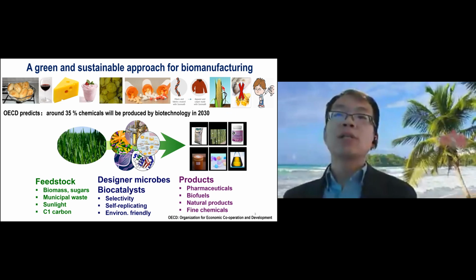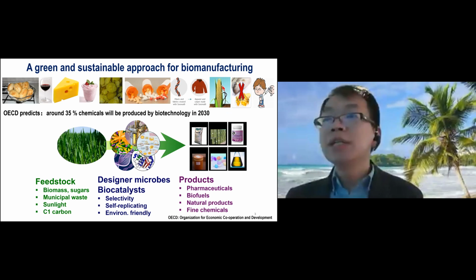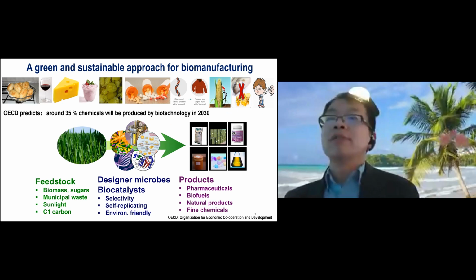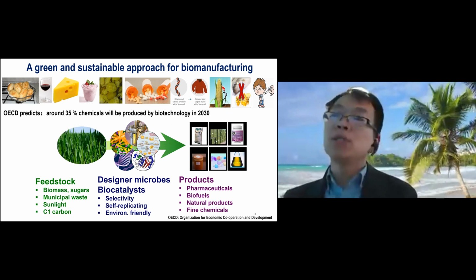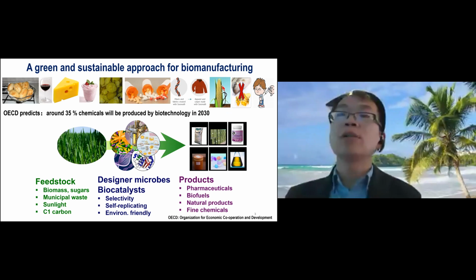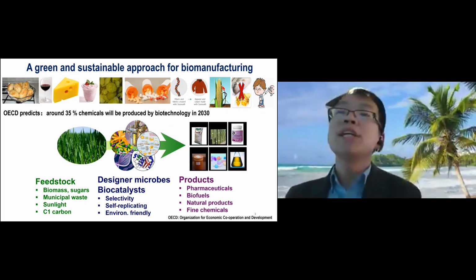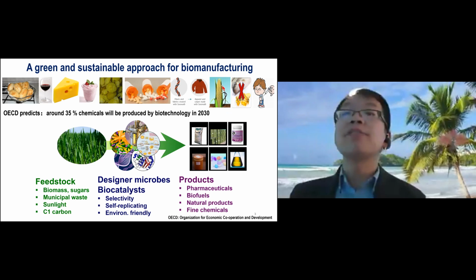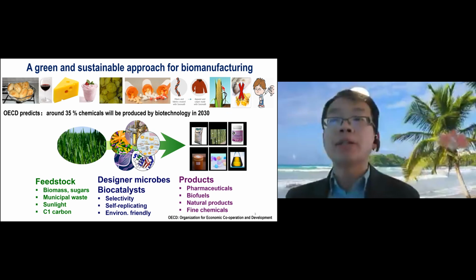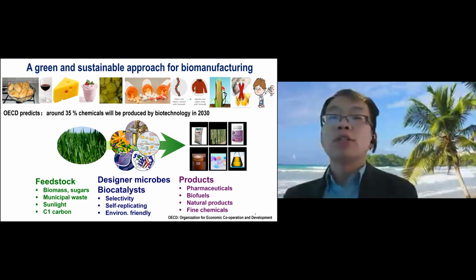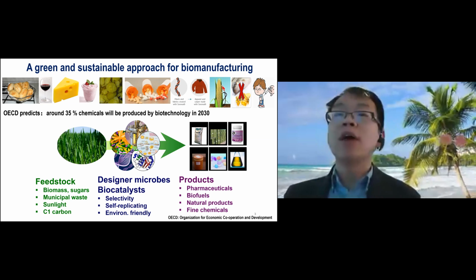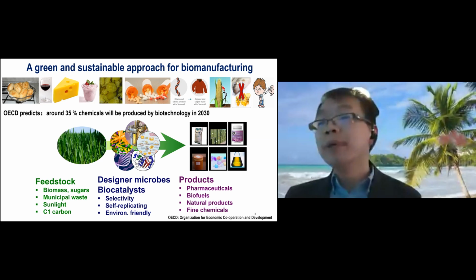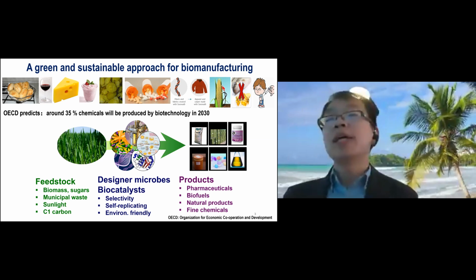We know that for thousands of years, almost all the food, drinks, drugs, and vaccines we use on a daily basis are derived from biotechnology. Even today, 20 to 30% of the fuels, chemicals, and materials also come from biotechnology. So the OECD, the Organization for Economic Cooperation and Development, predicts around 35% of chemicals will be produced by biotechnology in 2030. The benefits: we could use a variety of renewable feedstocks, so we can reduce our carbon footprint, CO2 emission, or greenhouse gases, so we can save our Earth.